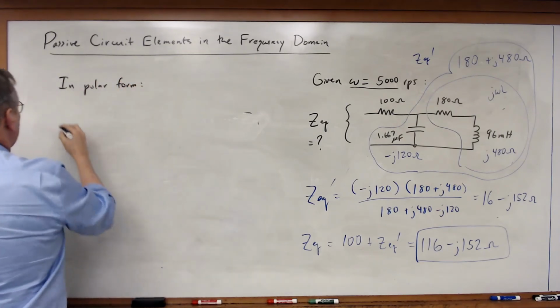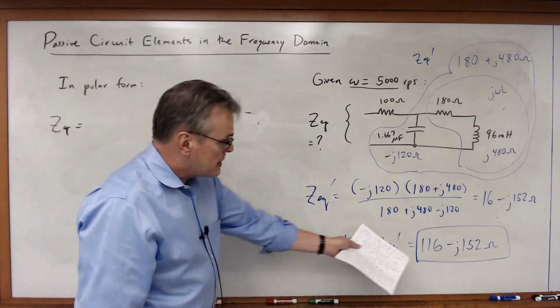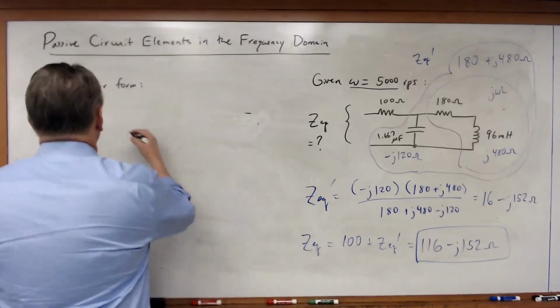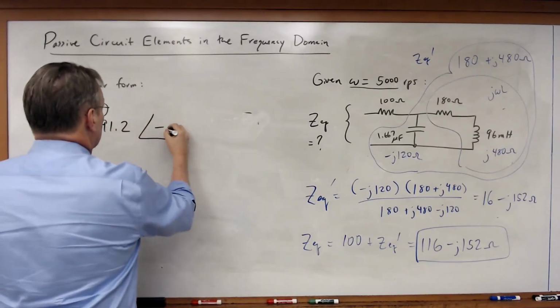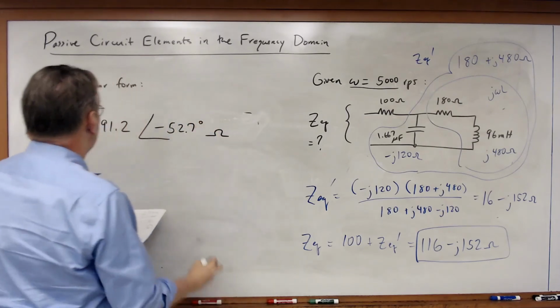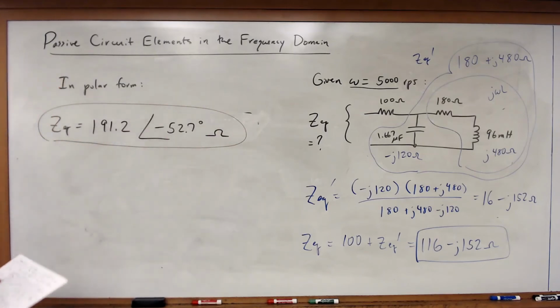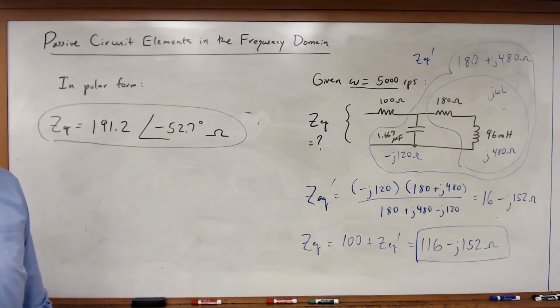So in polar form, the equivalent will be, let's assume I plug it into a calculator, and what I'm going to get is 191.2 at a phase angle of minus 52.7 ohms. So I could also write this in polar form as well. Now here's something I want to emphasize to everybody. Impedance is not a phasor.